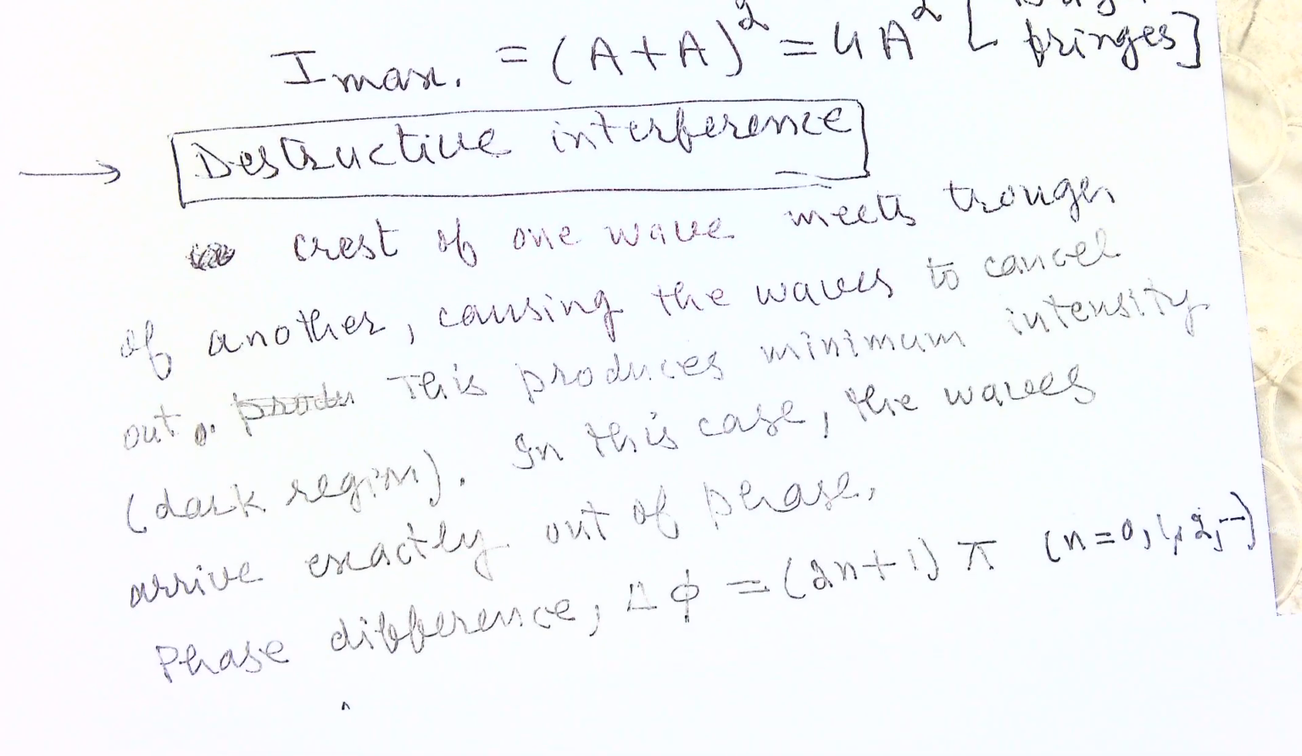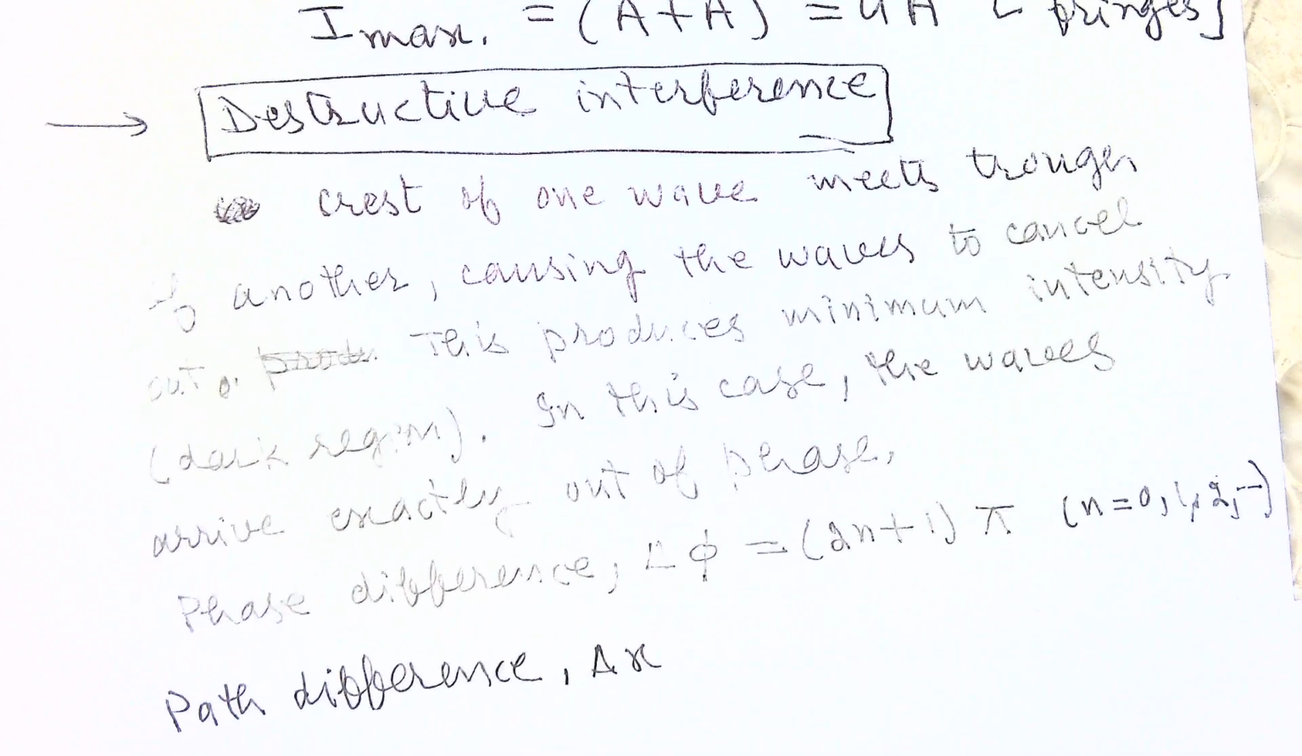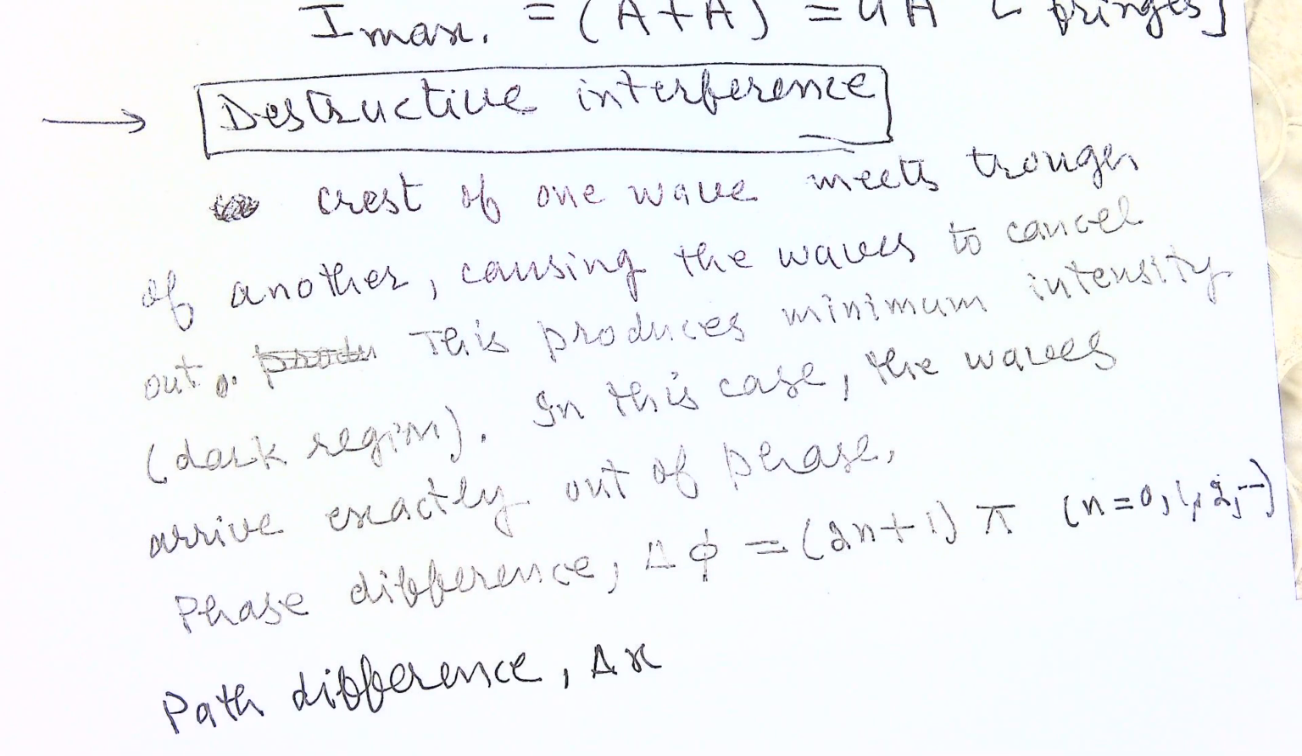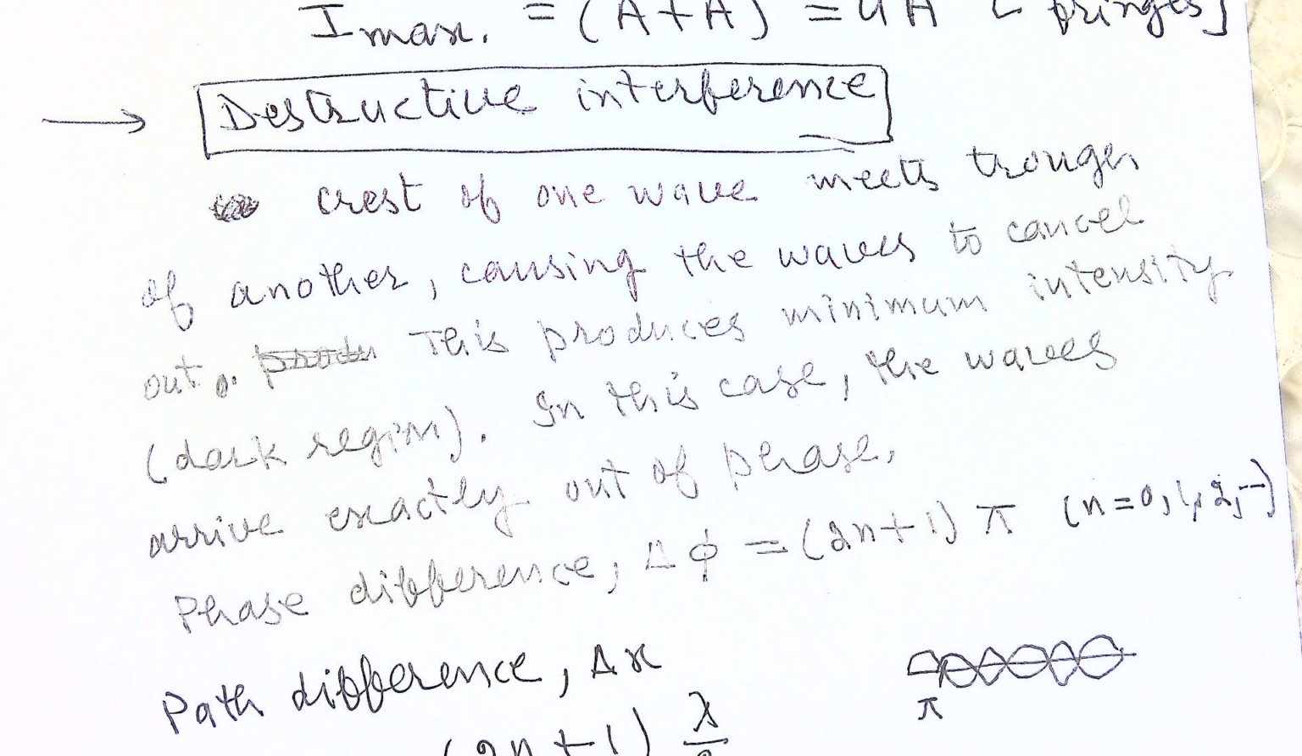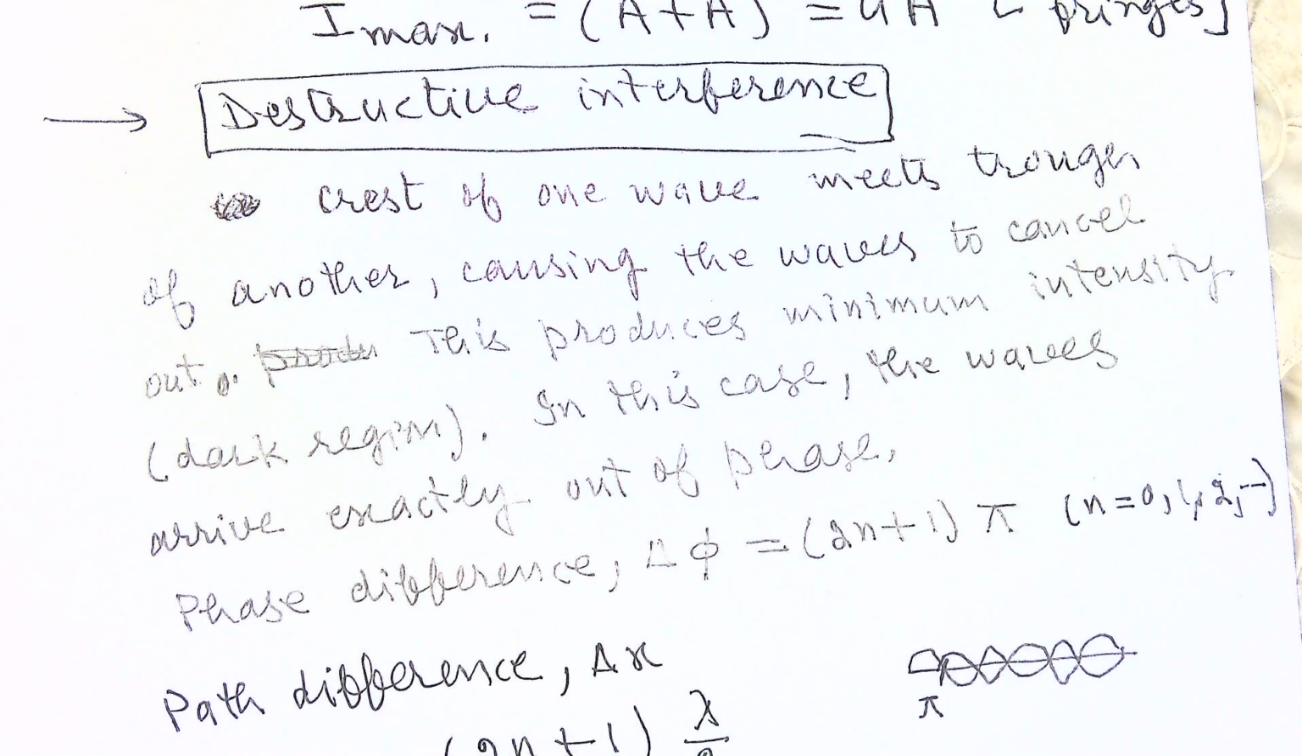And phase difference delta phi is equal to an odd multiple of pi, where n is 0, 1, 2 and so on. Odd multiple of pi means out of phase, and as I said earlier, phase pi corresponds to path difference lambda over 2. Therefore, path difference is an odd multiple of lambda over 2.